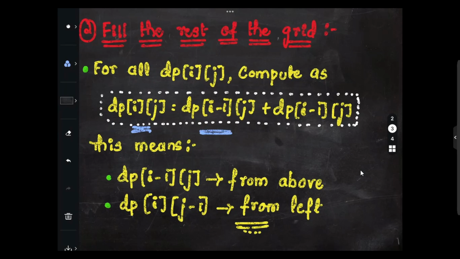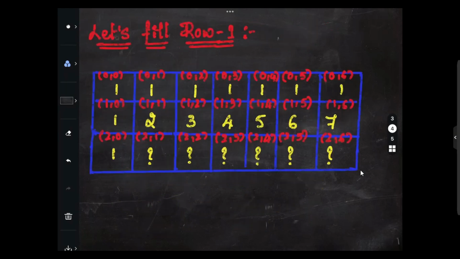Means from above it is dp of i minus 1, j, and from the left it is dp of i, j minus 1, right? So this has to be dp of i, j minus 1 basically. Sorry, yeah, this is fine. So let's fill the first row first. This one I'm speaking of. This is the first row, right?